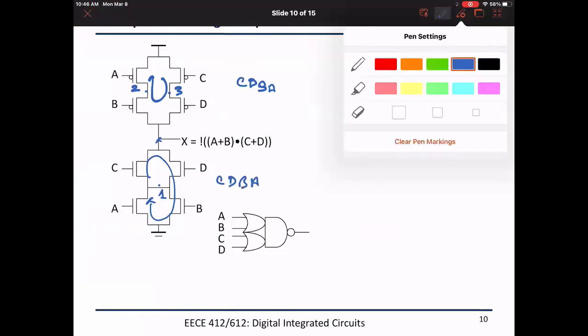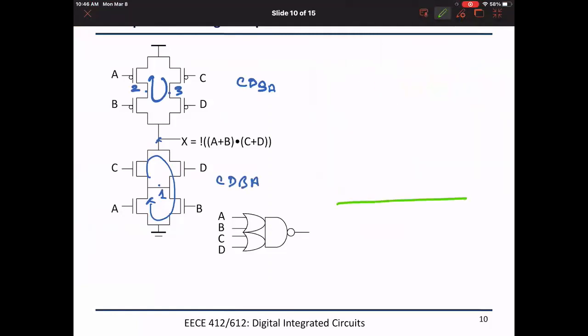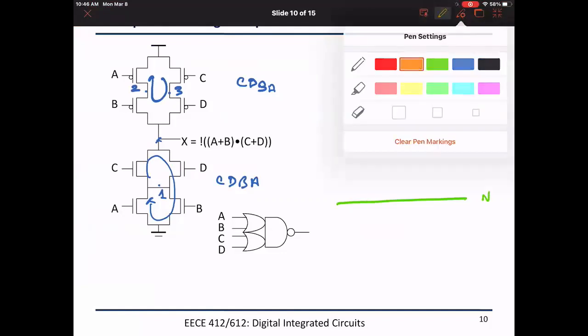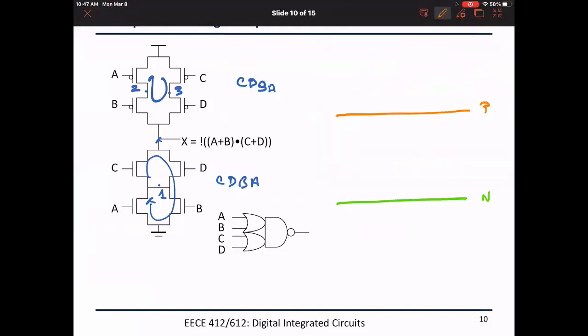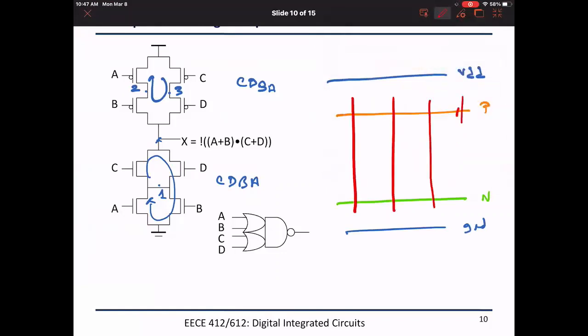So if I want to draw this, I will draw the N diffusion, I will draw the P diffusion, and I will draw the VDDs and the ground. So this is always VDD, this is always ground. And here I will have 4 red stretches which will represent the CDBA in order. Now we start to connect the nodes.